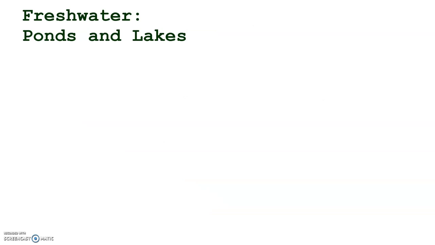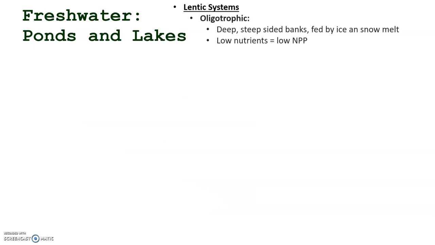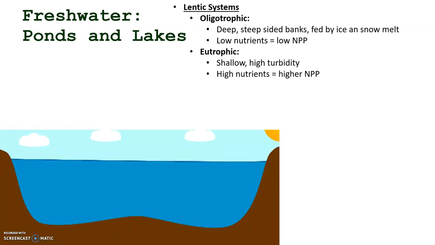We also have freshwater ponds and lakes, and we use the lentic system. We have oligotrophic, which is deep, with steep-sided banks, fed by ice or snowmelt, low nutrients, low net primary productivity. And then we have eutrophic, which is shallow, with high turbidity, so you can't really see down into there, and high nutrients, which means higher net primary productivity. More things are growing there.